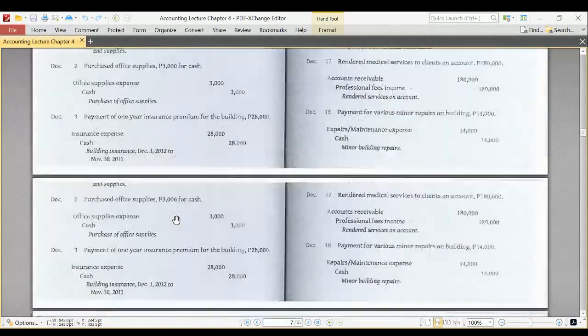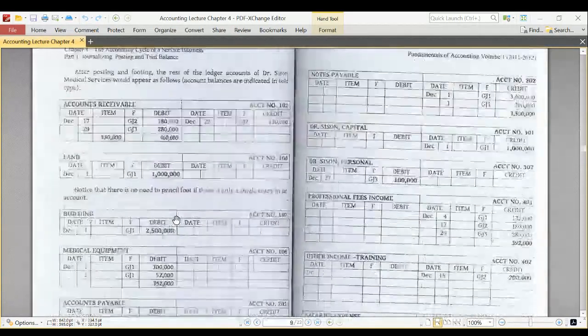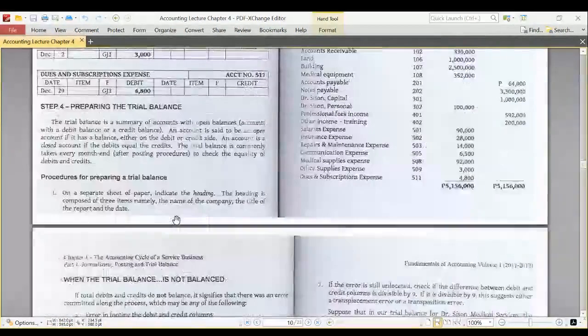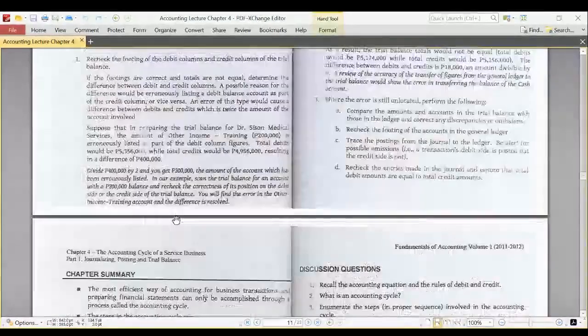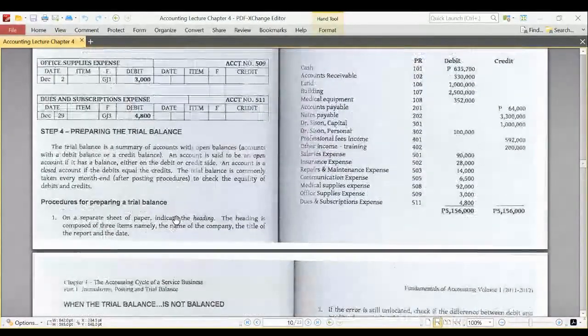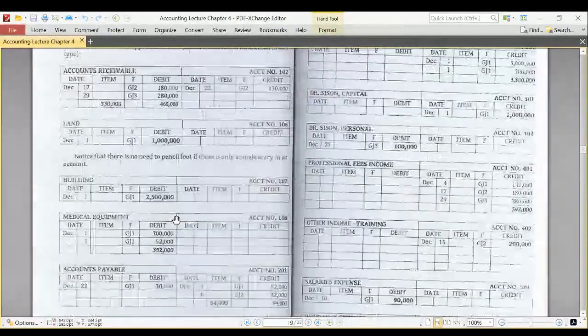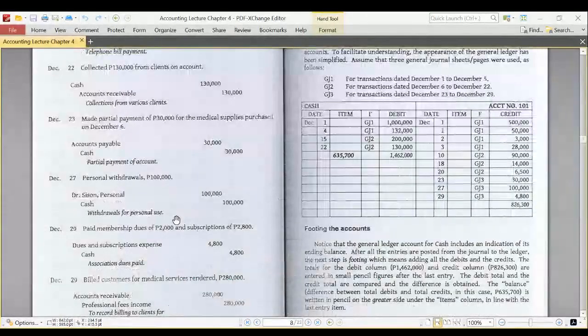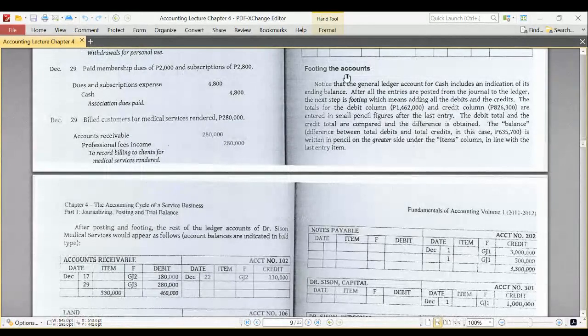But before that, we will discuss first ito, yung mga pahuling discussion sa book bago tayo mag-activity at bago natin sagutan yung examples at saka yung problems sa book para dire-diretso. Okay. Ito. Puntahan natin yung footing.